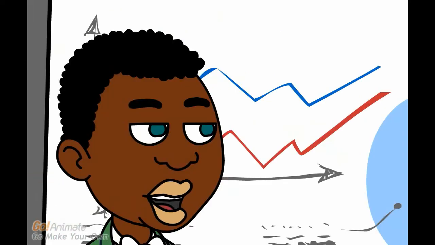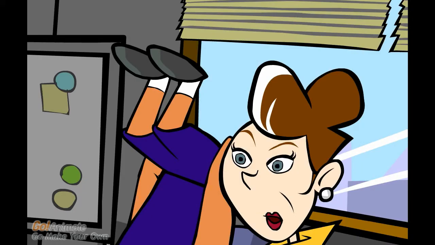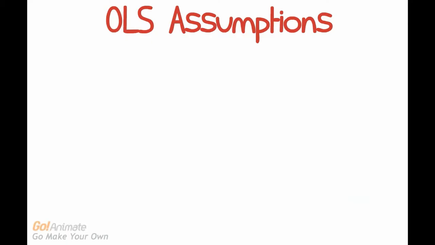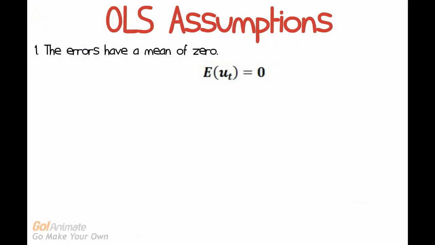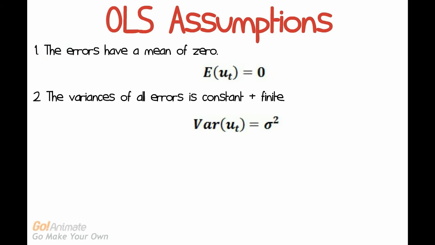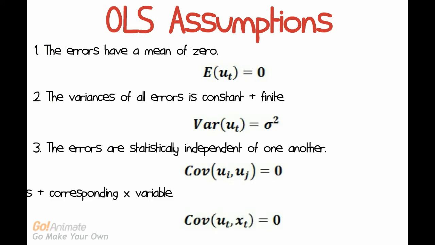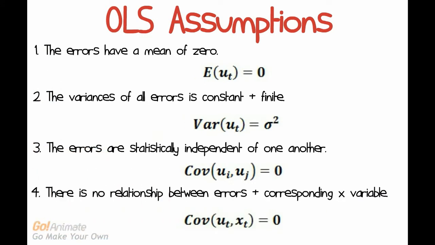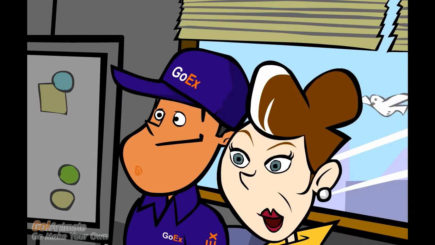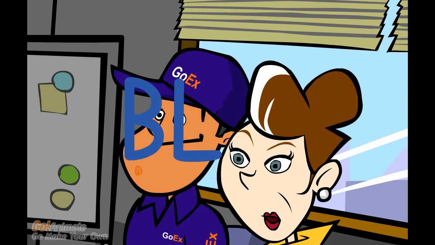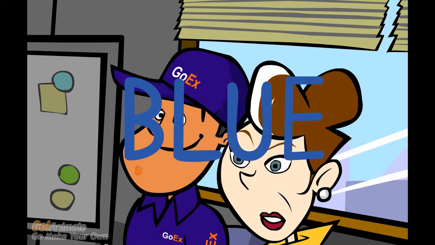But is it really that good? Well, that depends if these assumptions hold. 1. The errors have a mean of 0. 2. The variance of errors is constant and finite. 3. The errors are independent. 4. There is no relationship between errors and their x variables. If this is the case, we can say that it is the best linear, unbiased estimator.